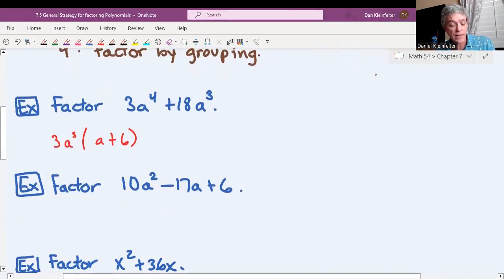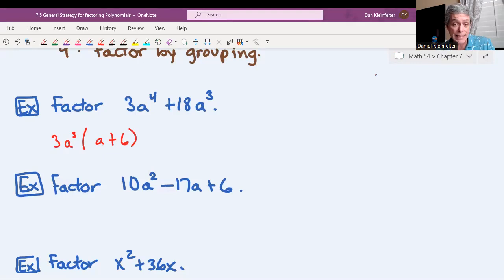Okay, 10a squared minus 17a plus 6. For this one, there's no common factor. There are 3 terms, so the first thing to look for is, is it a perfect square trinomial? And it's not. 10 and 6 are not perfect squares, so you can forget about that. So for this one, it will be trial and error if you like that, or the PQ grouping method if you prefer that. So I'm going to do that.